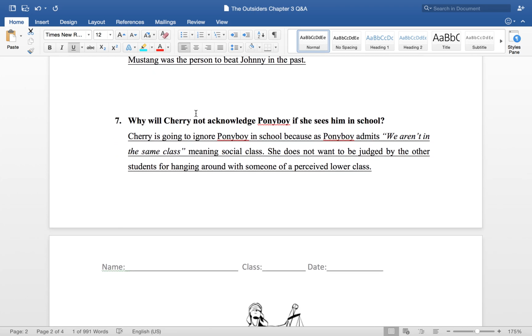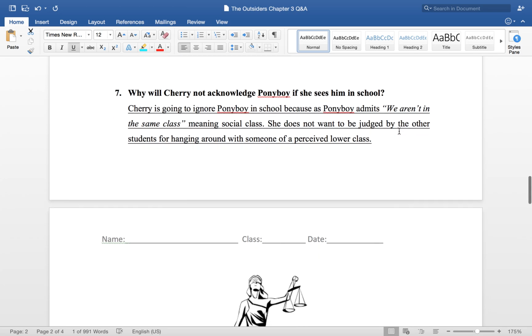Question 7. Why will Cherry not acknowledge Ponyboy if she sees him in school? Ouch. Cherry is going to ignore Ponyboy in school because, as Ponyboy admits, we aren't in the same class, meaning social class, not like classroom. She does not want to be judged by the other students for hanging around with someone of a perceived lower class. And by perceived here, I mean just what people view as a lower class.